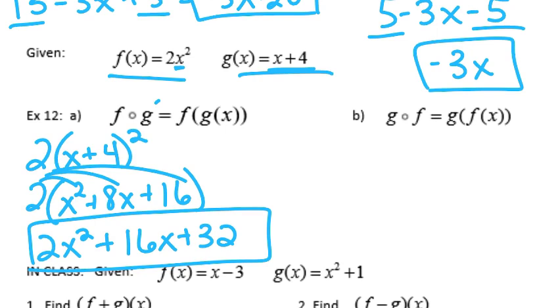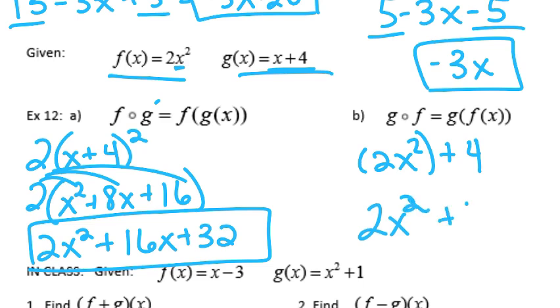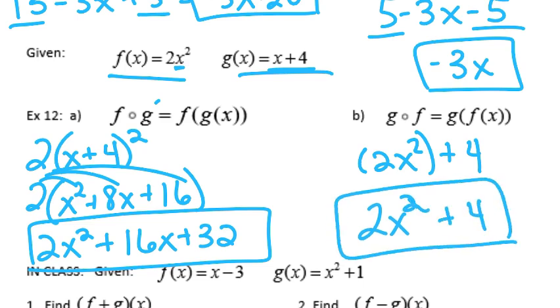Okay, we're going to do g of f of x now. So I'm going to do, everywhere I see x, I'm going to plug in the 2x squared plus 4, which there was nothing to do there. I don't have to distribute, I don't have to combine like terms, nothing. So that is it. That's all we can do.